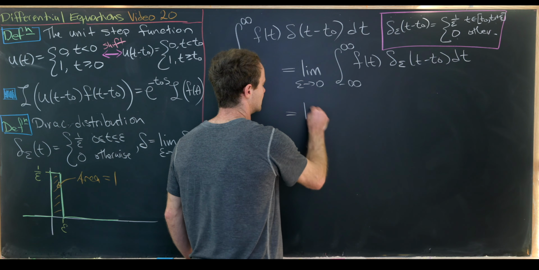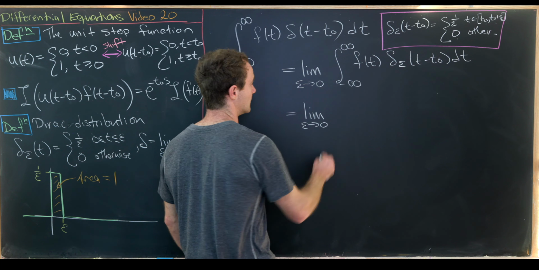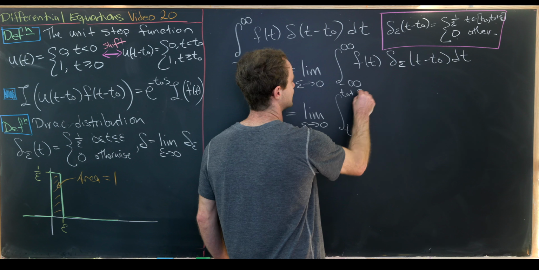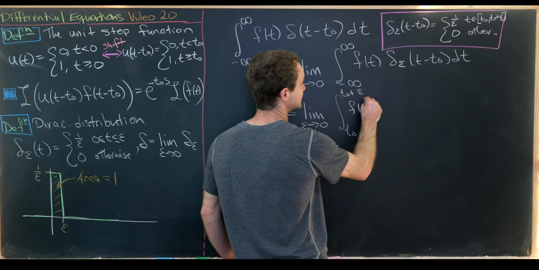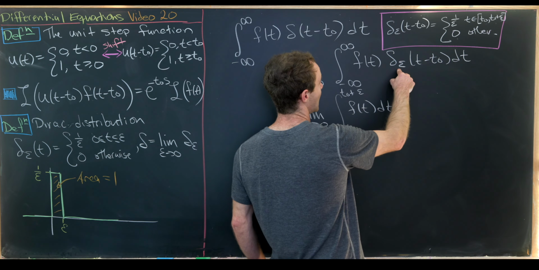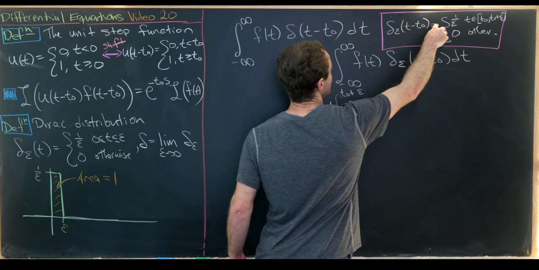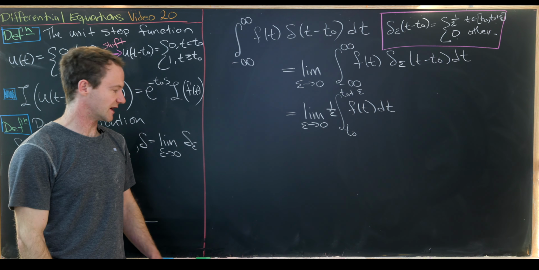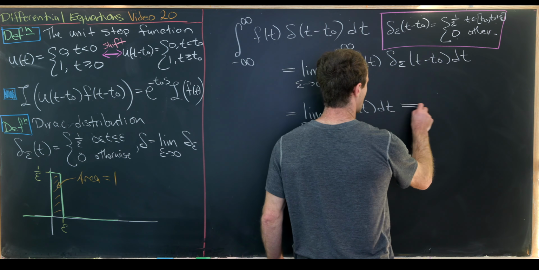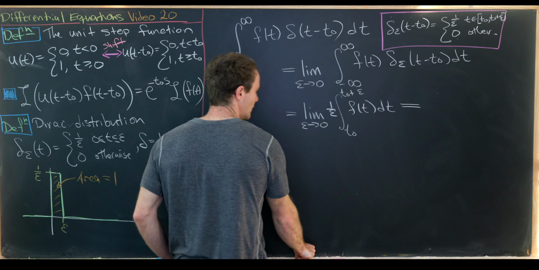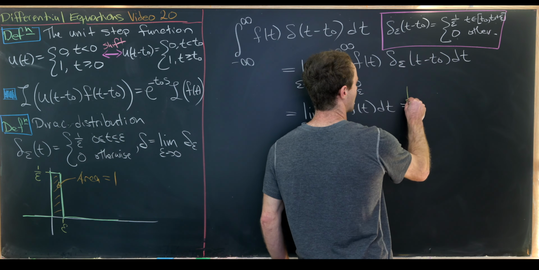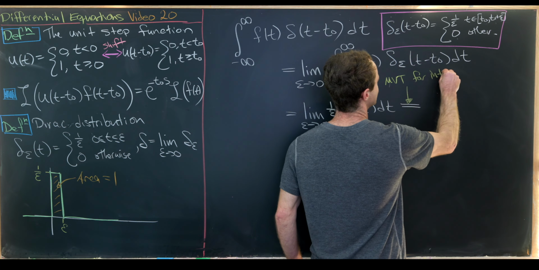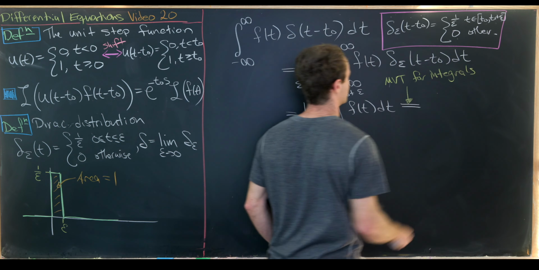So this gives us the limit as epsilon goes to 0 of the integral from t naught to t naught plus epsilon of f of t dt times 1 over epsilon. That's because that's the value of our delta epsilon in that region. Okay, great. But now we're going to use something called the MVT for integrals. We won't carefully go over it here, but I will use the result. By MVT, I mean the mean value theorem.